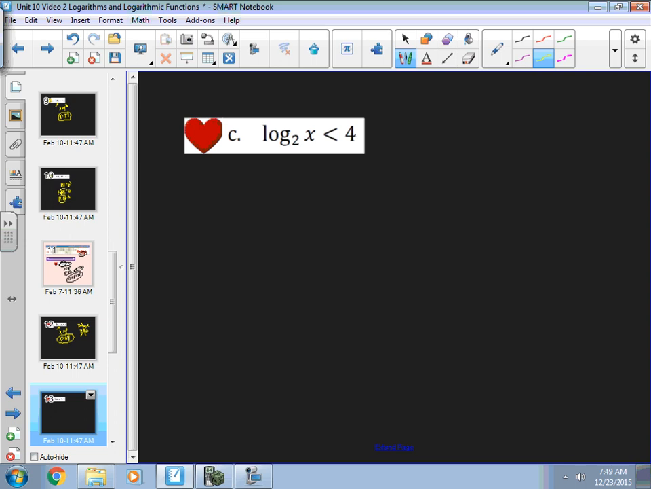All right, why don't you guys pause it, try C out, see what you can do. All right, if you change this to exponential form, you should get that x has to be less than 2 to the 4th power. 2 to the 4th power is 16. Okay, so it's everything less than 16.